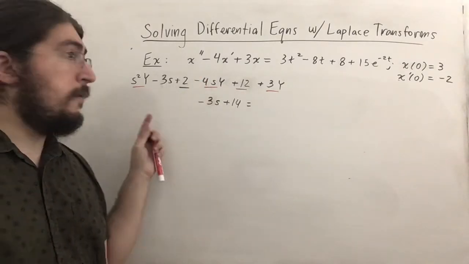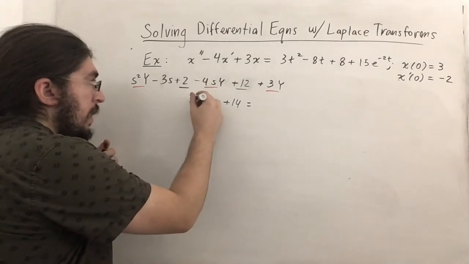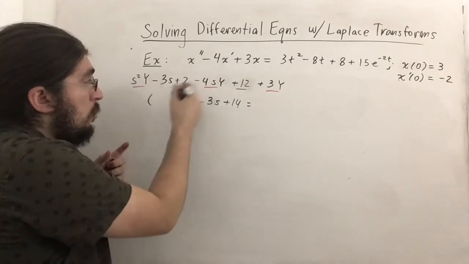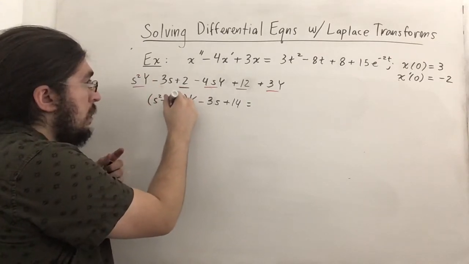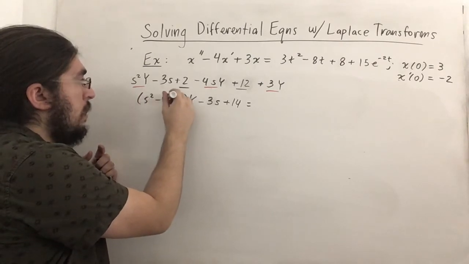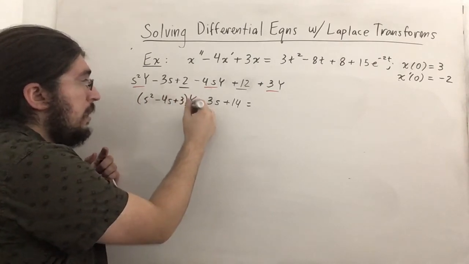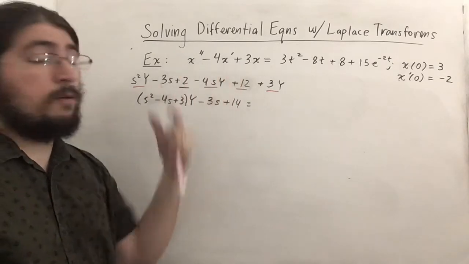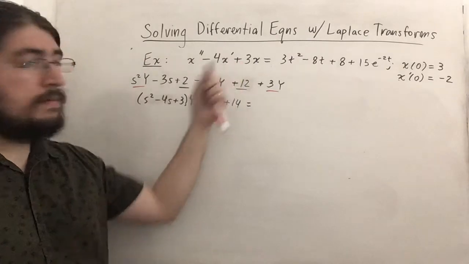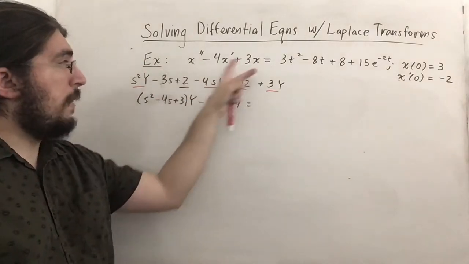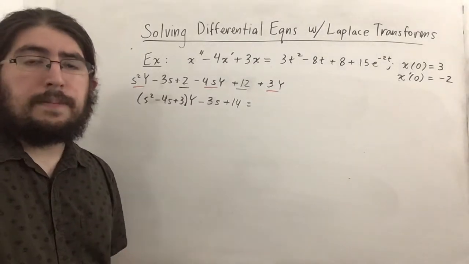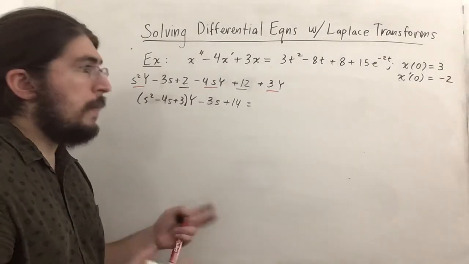Now the ones I underlined in red all have y in common. And if you pull the y out of those, what you get is s squared minus 4s plus 3. And you'll notice that s squared minus 4s plus 3 is indeed the characteristic equation of the left-hand side of the original differential equation. Notice the coefficients are 1, negative 4, and 3, matching those, and the number of primes matches the powers, which is nice. And we saw that in the previous example as well, so that'll be a common pattern throughout.